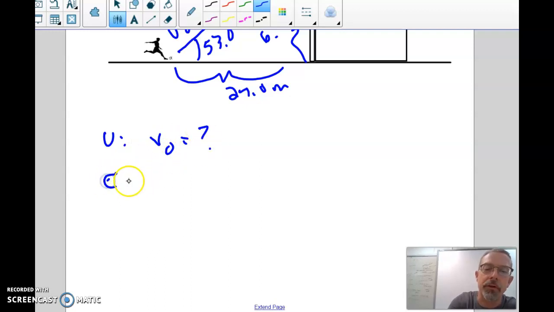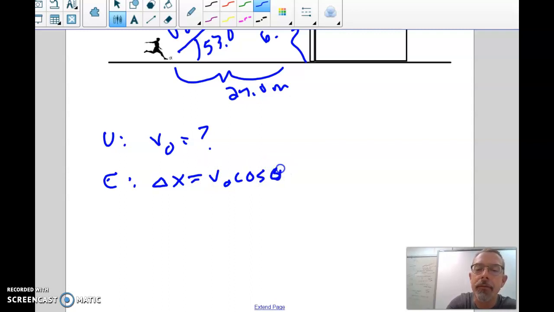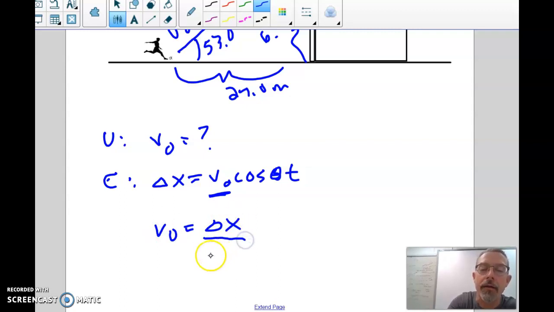An equation in our toolbox that can solve that, considering the givens, is one that has all the variables given to you except for the one you're looking for. It's called delta x equals V0 cosine theta delta t. Once I have that, I can rearrange it and solve for my V0. So V0 becomes delta x divided by cosine theta times my time.